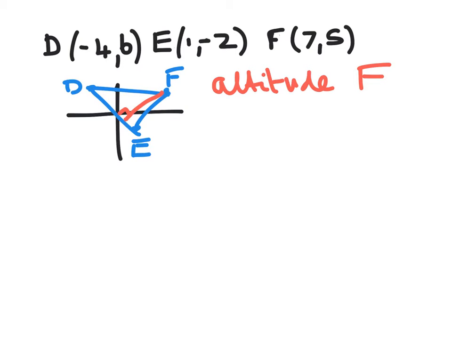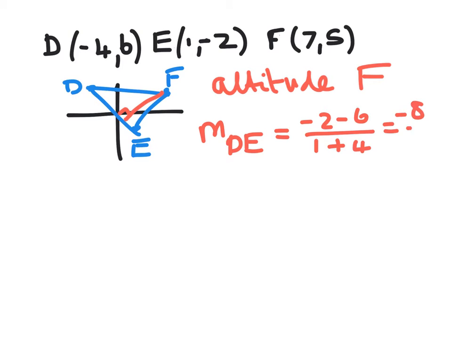First, we need to get the gradient of the opposite side, so m DE. For our example, that's -2 take away 6 over 1 take away -4. That's using the 2 from here, take away the 6, and the 1 from here, take away the -4. Now that gives us -8 over 5.